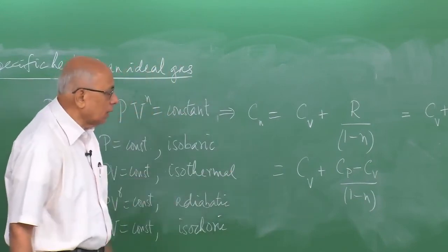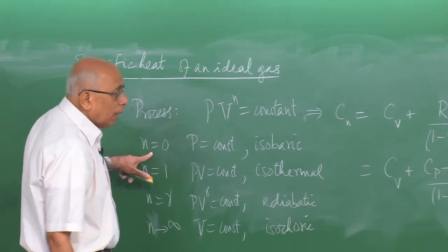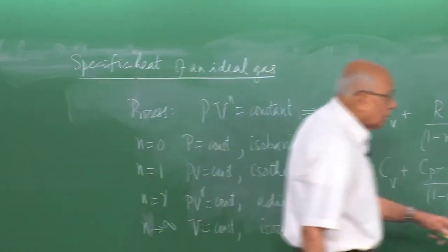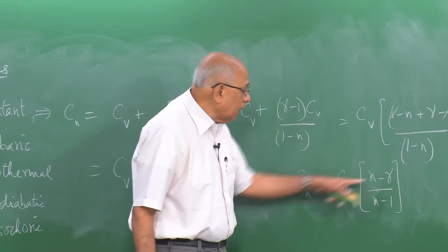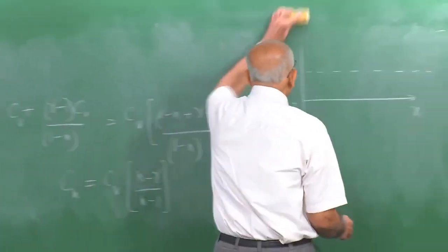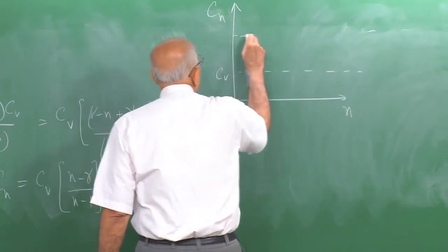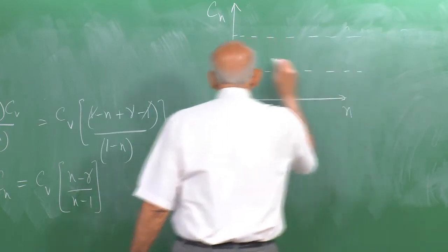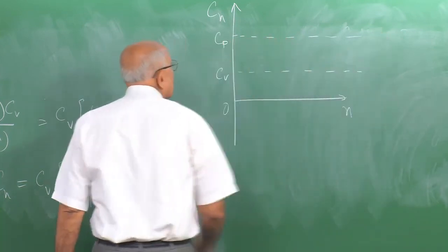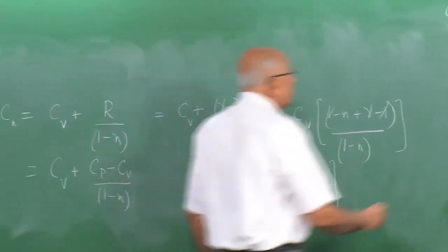According to this formula, when n is 0, we have here an isobaric process. So, when n is 0, you have Cn is gamma times Cv, that is Cp. So, this recovers Cp correctly, and Cp is sitting somewhere here. Cp, that is 5 halves R, and it says when n is 0, you are there at this point.